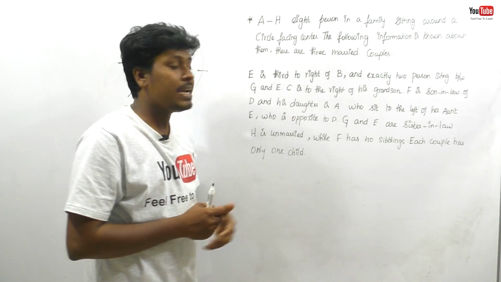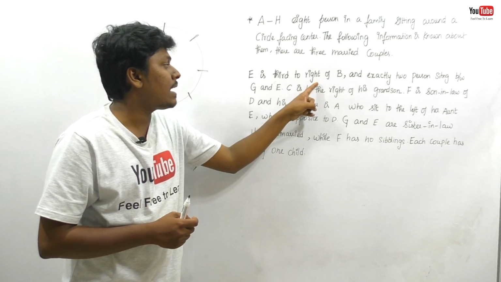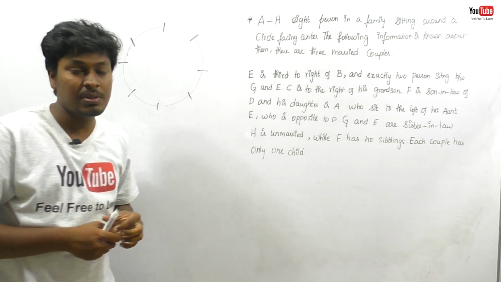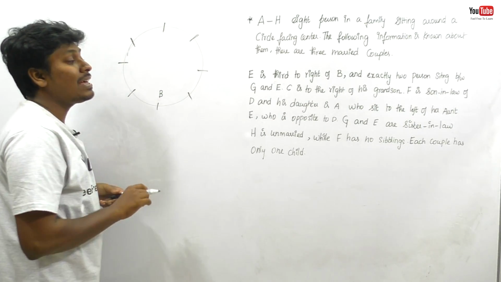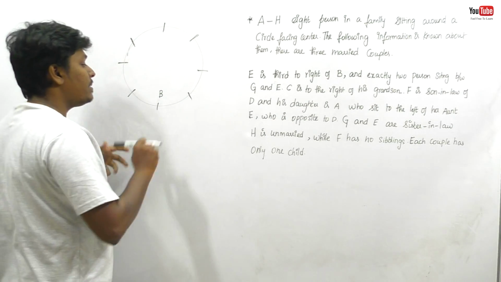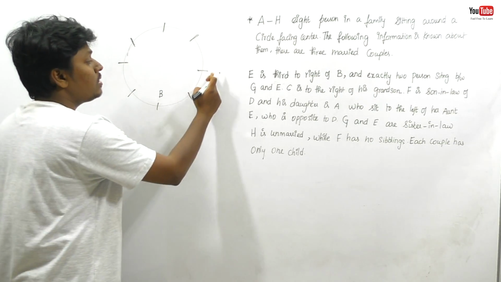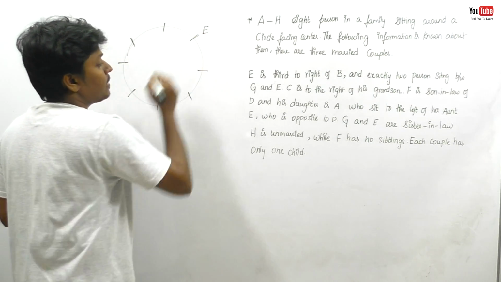E is third to the right of B. See here, friends, on B's right hand side at the third place, E should come. So it is a direct statement, right? So I can place B here. So B's right hand side will be this side. So 1, 2, 3. So E should come here.